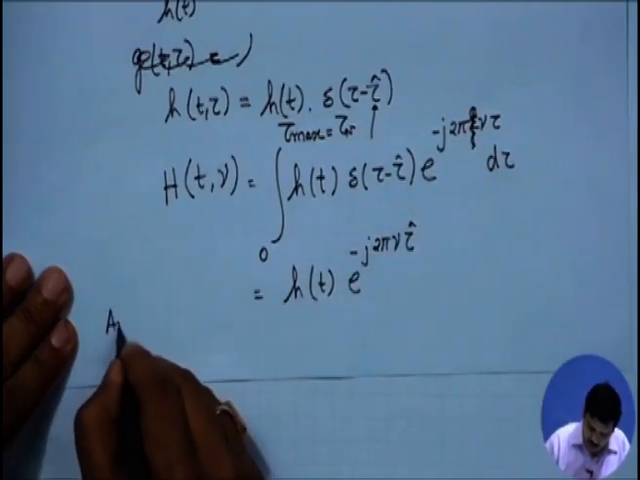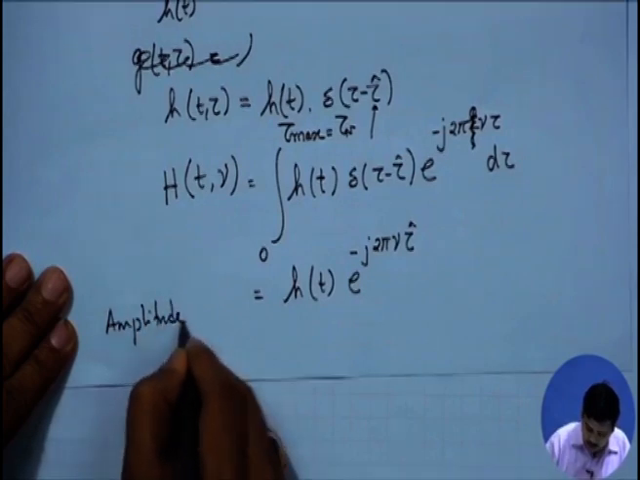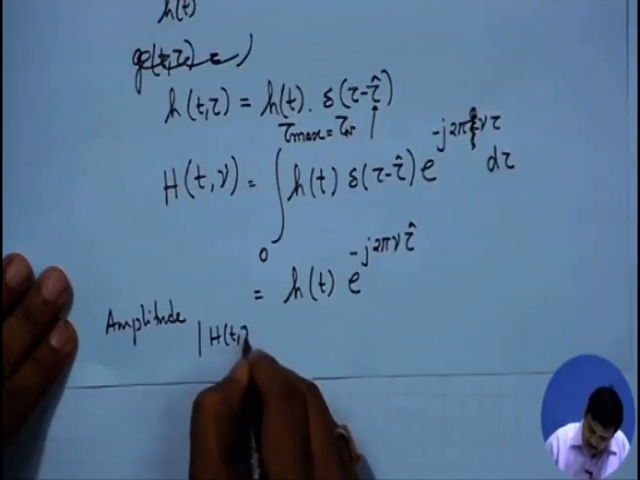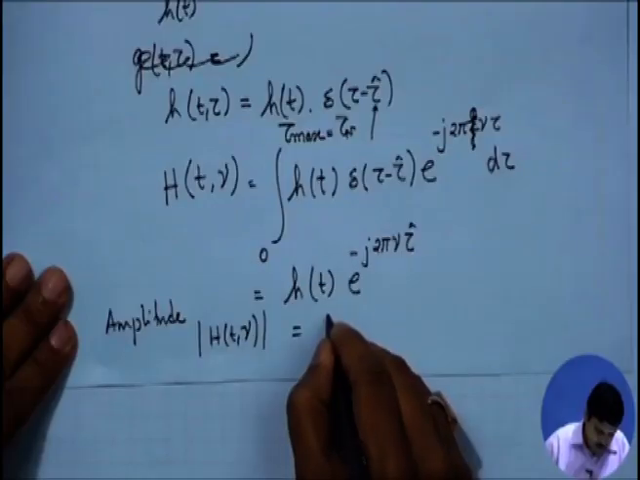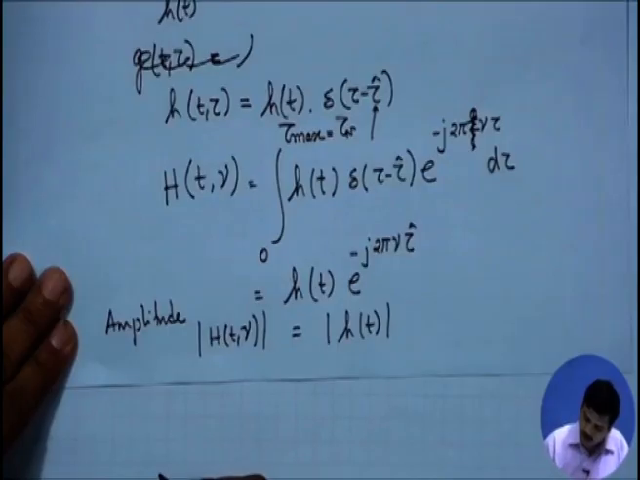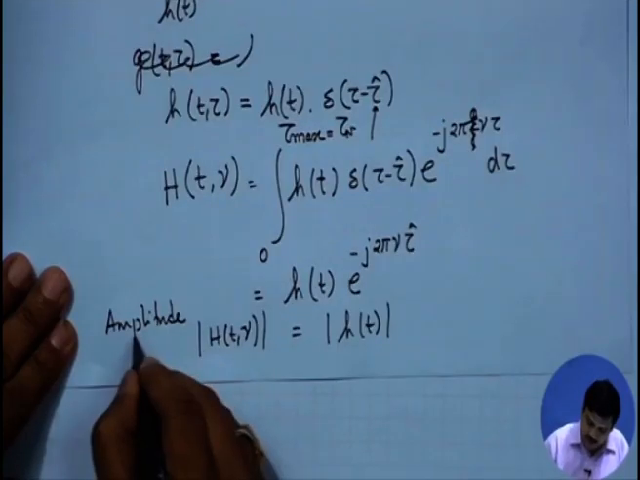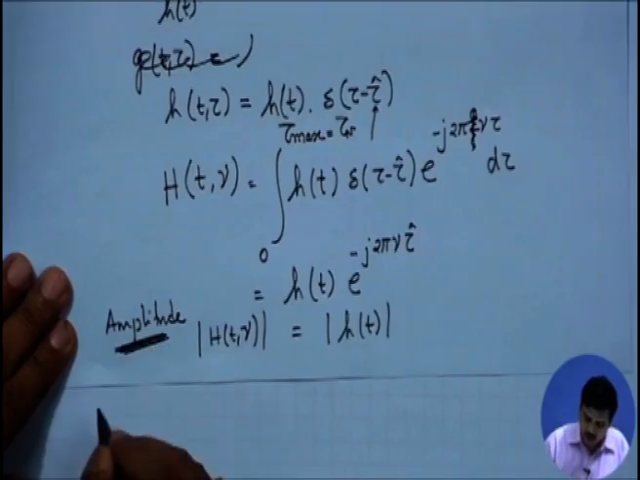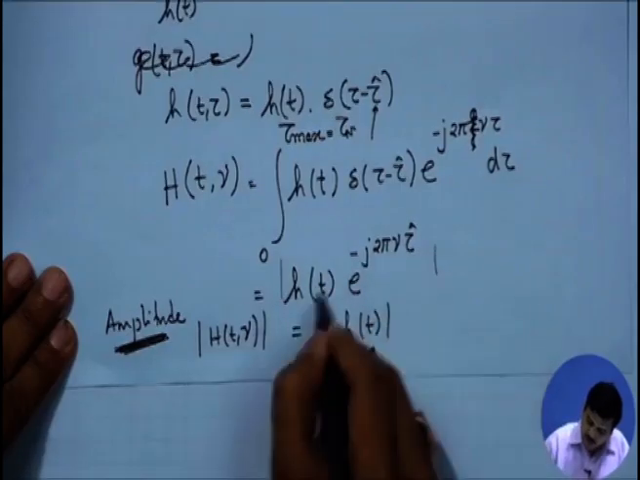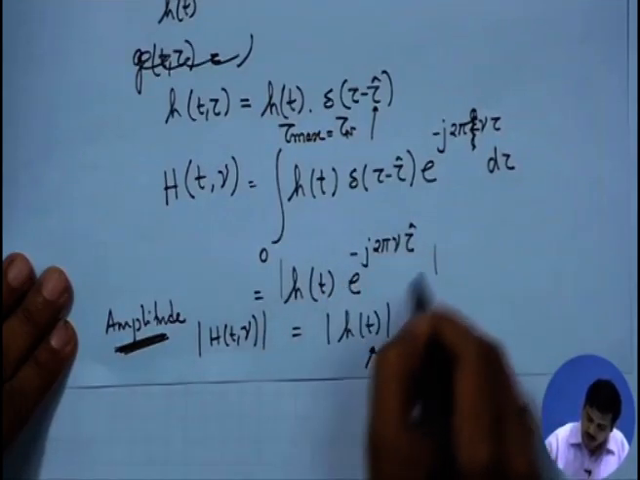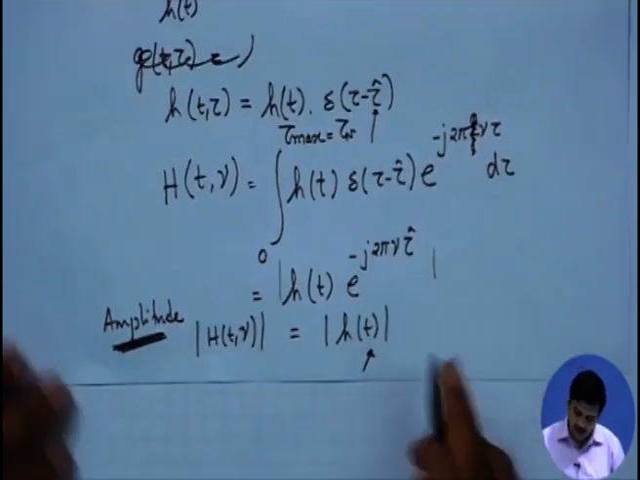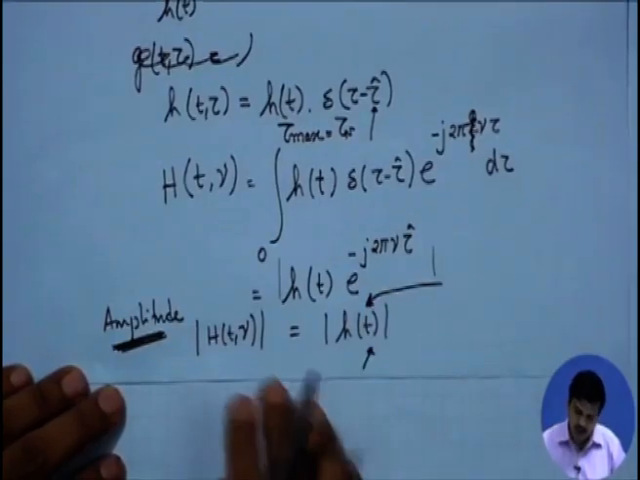If you look at the amplitude of this, that is the mod of h of t comma nu, what you would get is the modulus of h of t, because this modulus is unity. So, what we see is that the amplitude response of this particular expression is not dependent on nu, because when we take the modulus, this is becoming unity. So, this is independent of the frequency, however, it varies with time.